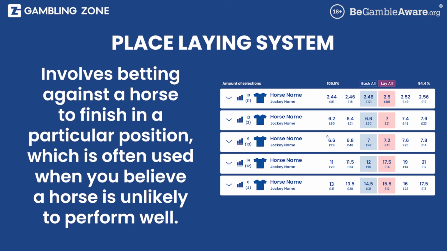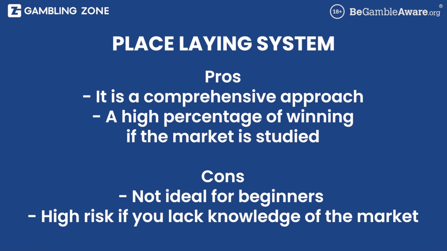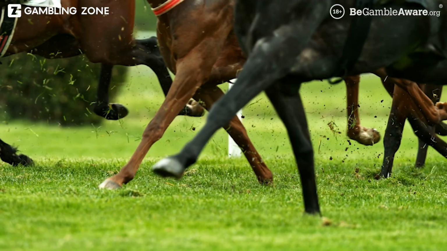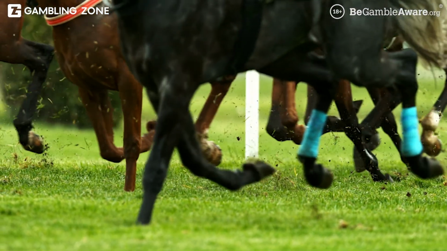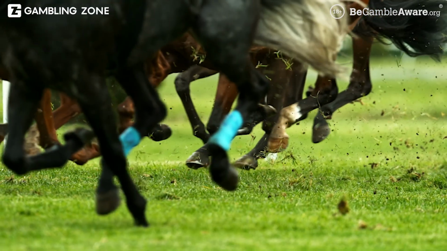Place laying system: this is all about betting against a horse to finish in a particular position. It's a strategy used when you believe a horse is unlikely to perform well. By correctly selecting horses that will not make it into the designated position, you can secure consistent wins. Pros: it's a comprehensive approach with a higher percentage of winning if the market is studied. Cons: it's not ideal for beginners and is high risk if you lack knowledge of the market. Not all bookmakers in the UK offer a lay option, but they are hugely popular on betting exchanges.